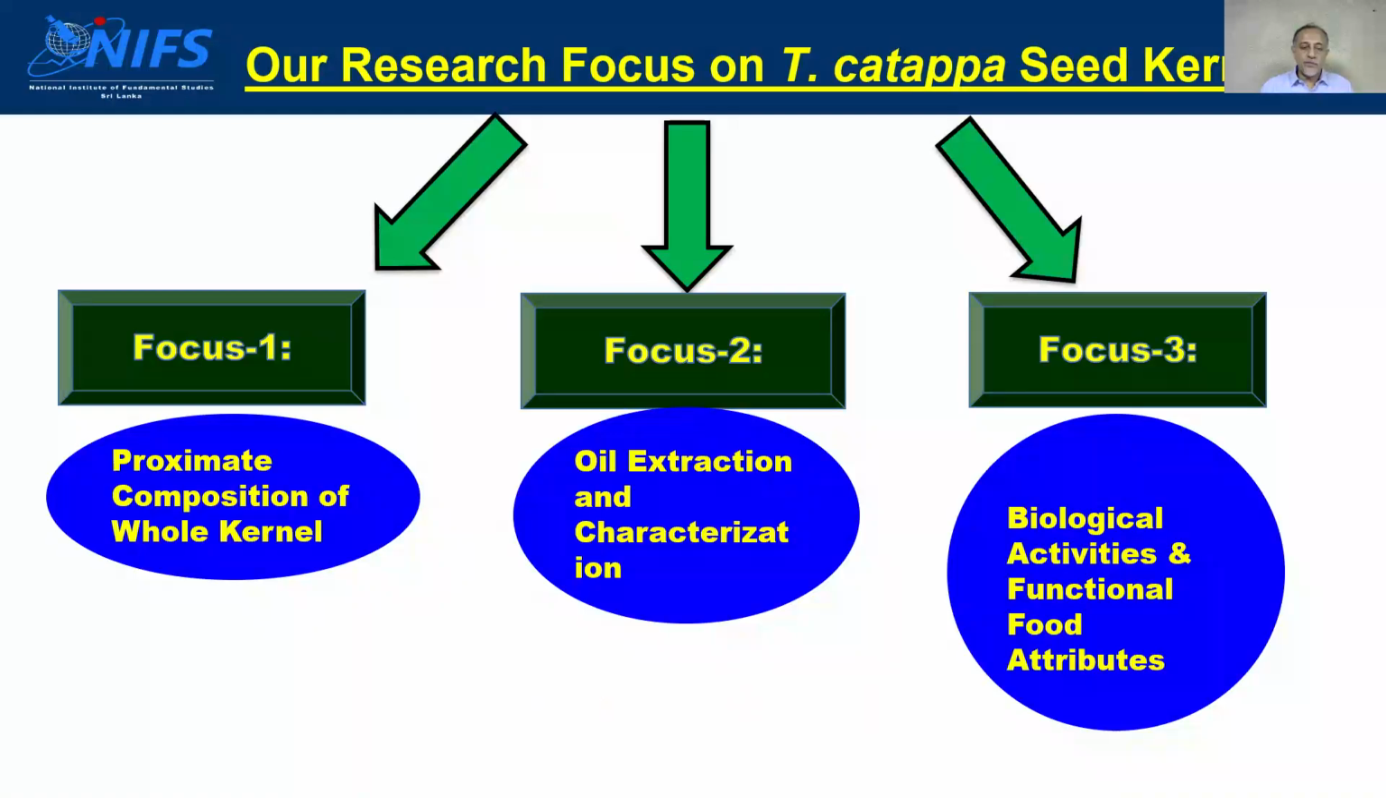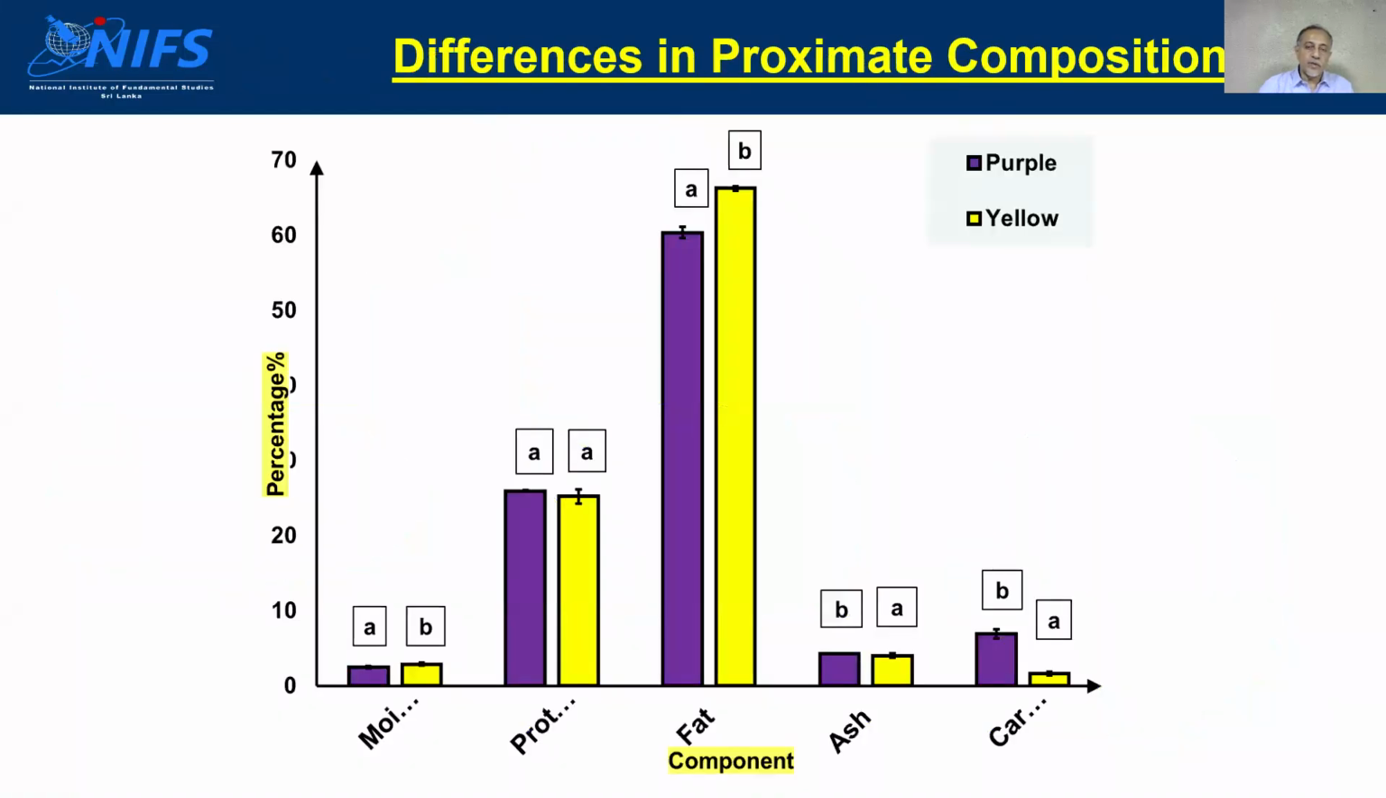In this project, we have 3 different focuses. The first one is intervarietal comparison of proximate composition, and the second focus is intervarietal comparison of oil extraction and characterization. The third one is intervarietal differences in biological activities and functional food attributes. First of all, we would like to show you the results obtained from the intervarietal comparison of proximate composition. We have measured parameters like moisture, protein, fat, ash content, and carbohydrate content.